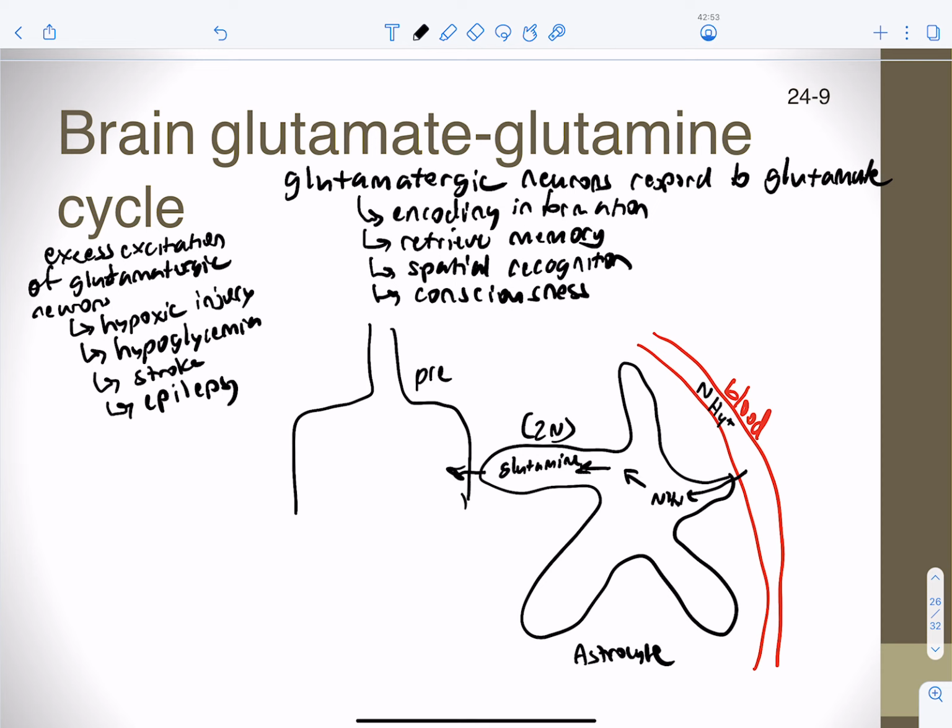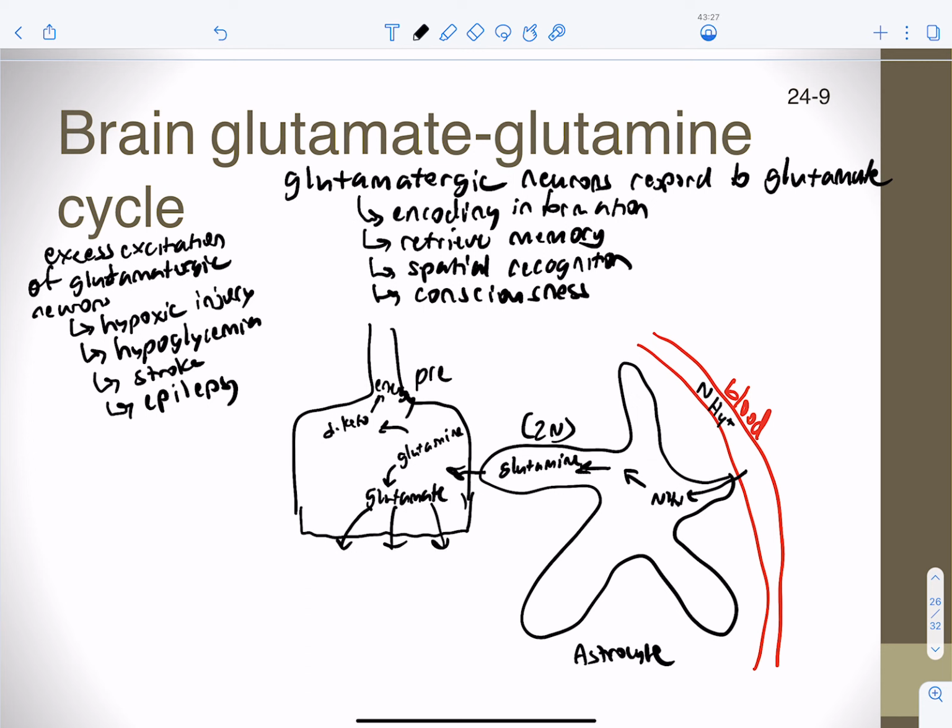And so you have glutamine. Okay. And then glutamine can go to alpha-ketoglutarate, and you can make energy, of course. And then glutamine can also go to glutamate, and this can be excitatory. Right? And so glutamate is going to be released.